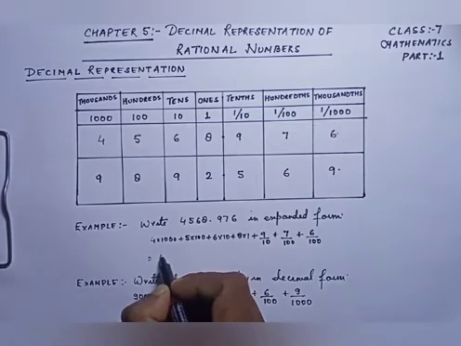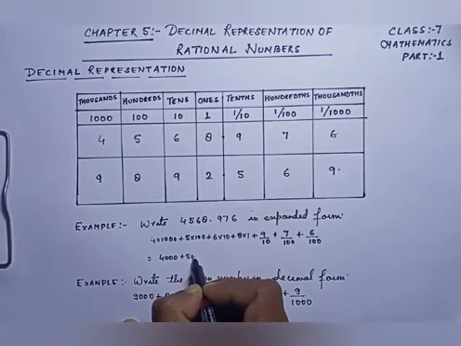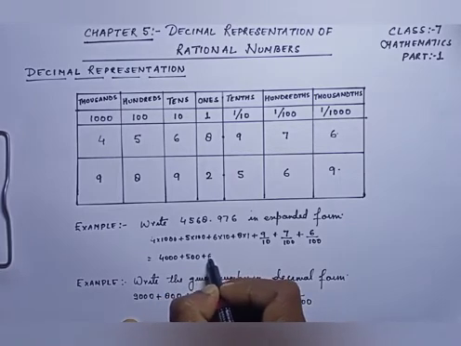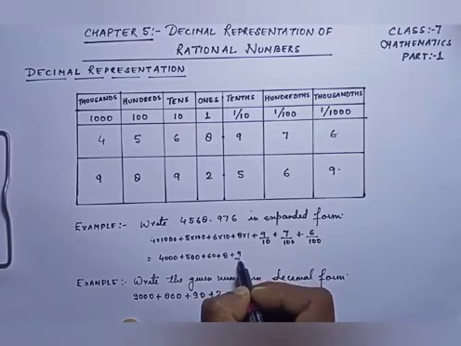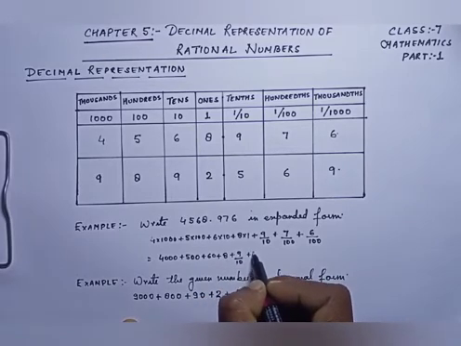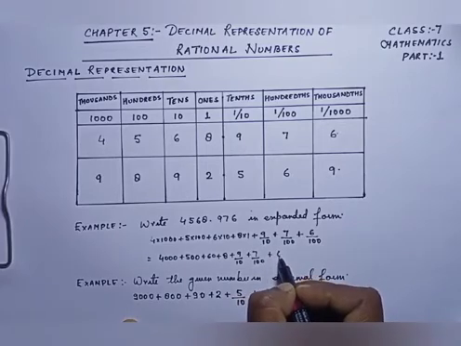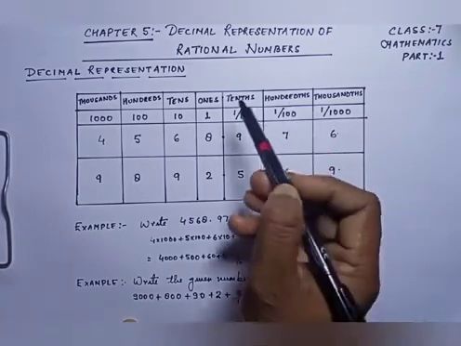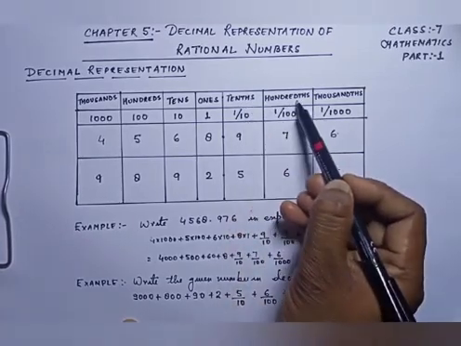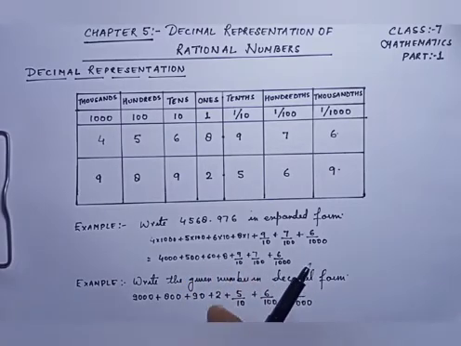So it can be written as 4000 plus 500 plus 60 plus 8 plus 9 upon 10 plus 7 upon 100 plus 6 upon 1000. I hope this is clear to everyone.